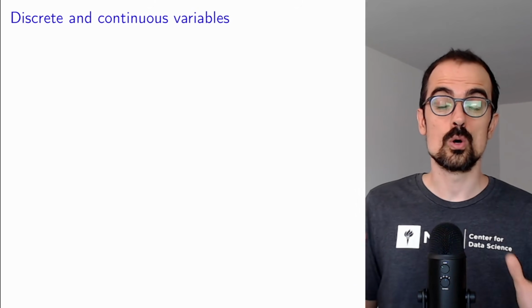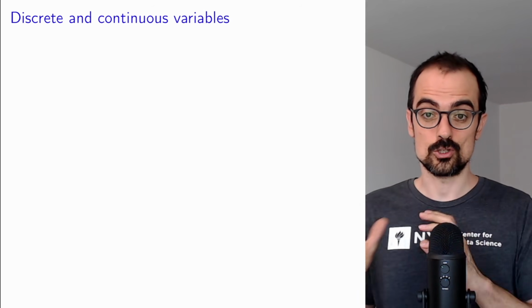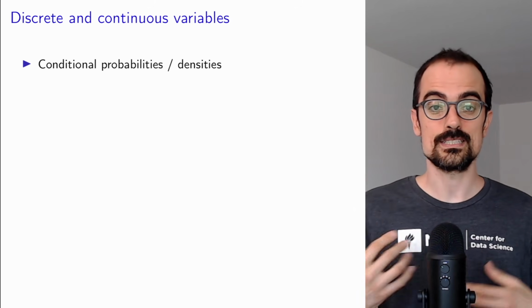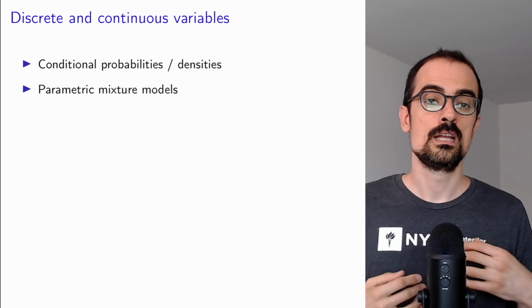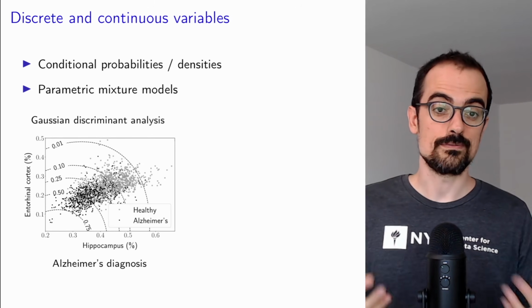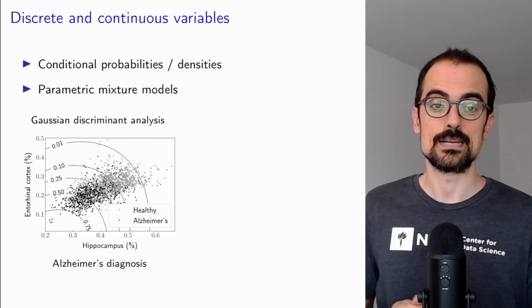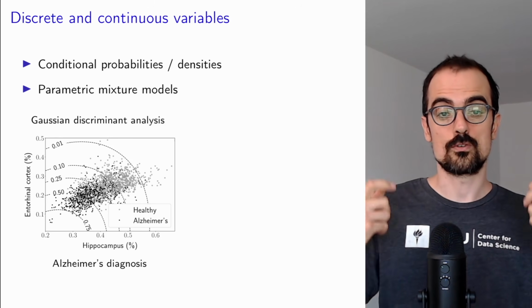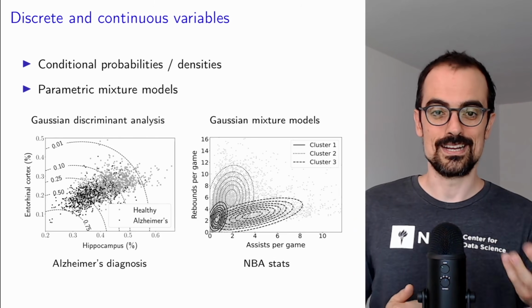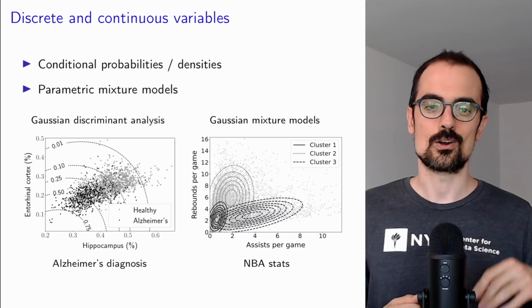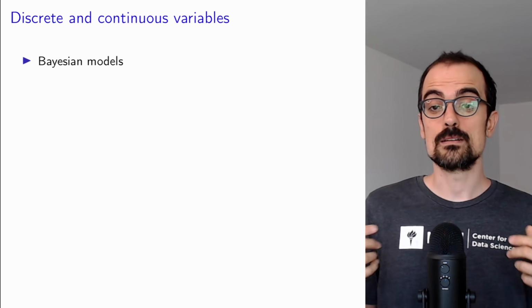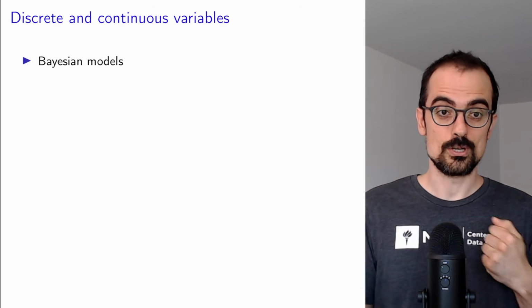In probabilistic models, you almost always have both discrete and continuous variables. In order to manipulate them, you're going to have to use their conditional probabilities or their conditional densities, depending on whether they're discrete or continuous. And for this purpose, parametric mixture models are very useful. We can use them for classification. This is called Gaussian discriminant analysis, here applied to the diagnosis of Alzheimer's disease from the volumes of two brain regions, or you can apply them to clustering, as in Gaussian mixture models. And here you can see some clusters of NBA players according to their rebounds per game and their assists per game.